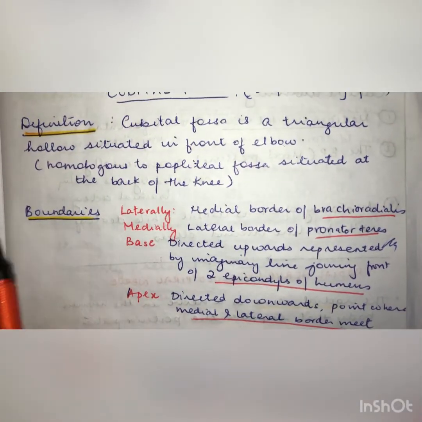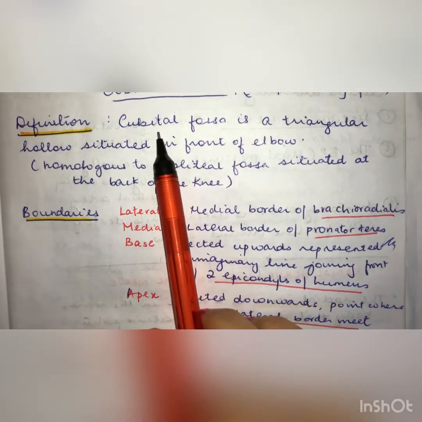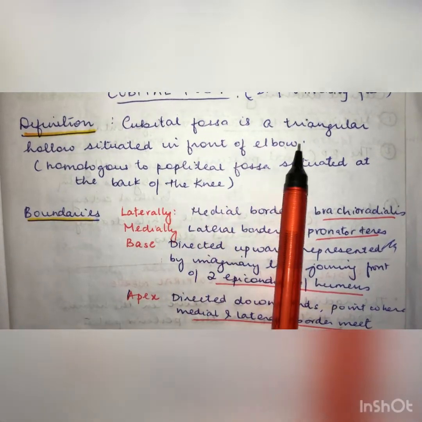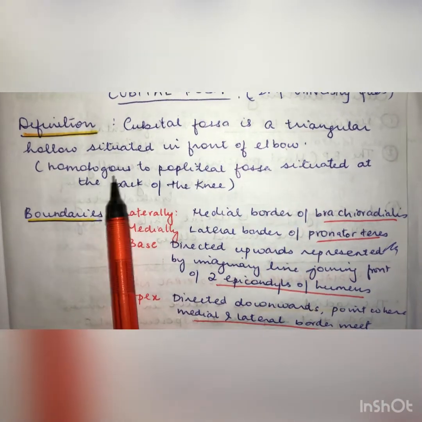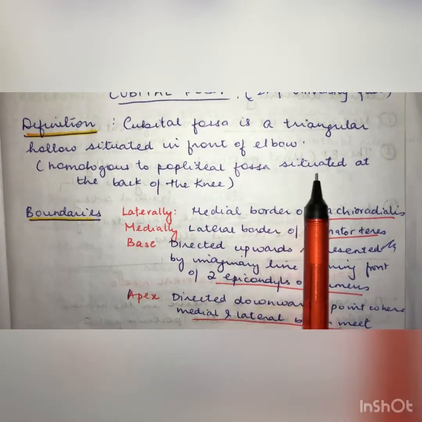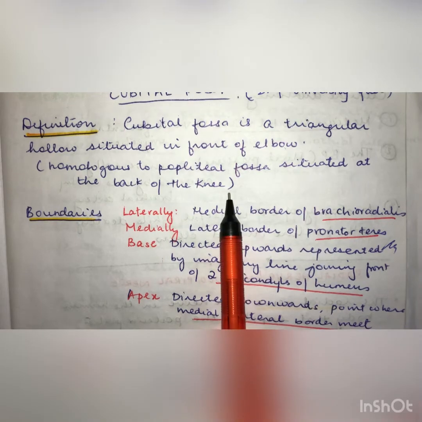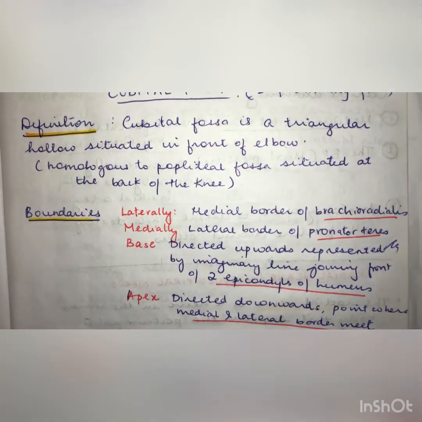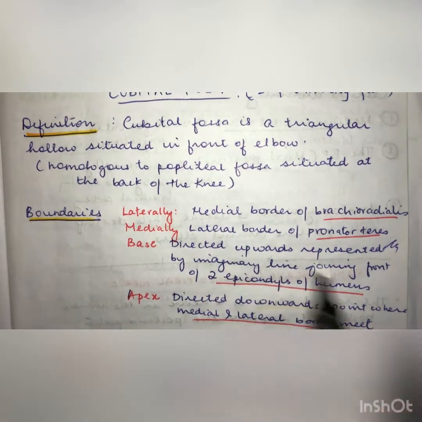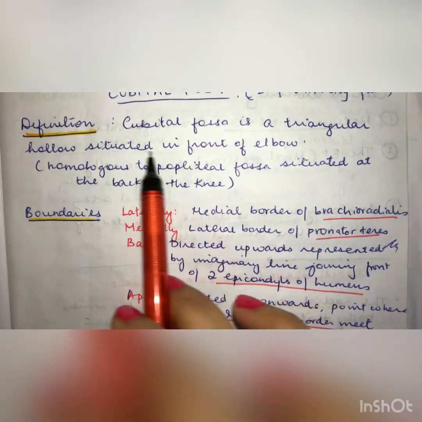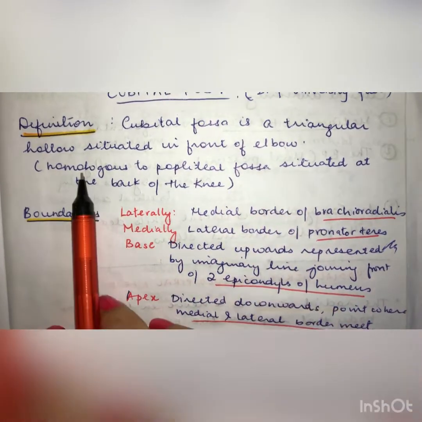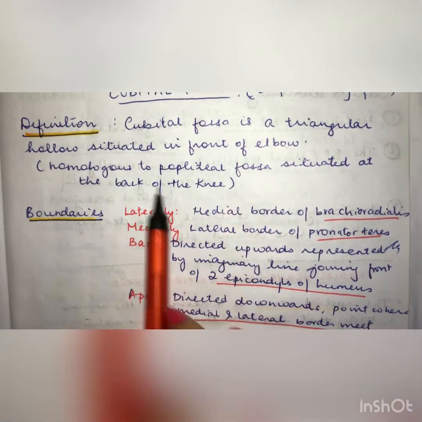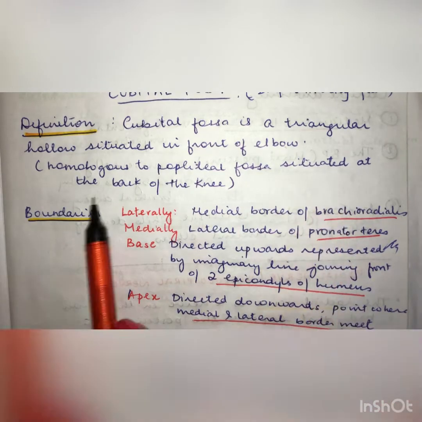So let's first define it. It is a triangular hollow situated in front of the elbow. It is homologous to the popliteal fossa situated at the back of the knee. It is a triangular hollow, meaning in the shape of a triangle, situated in front of the elbow. This is an important thing to write: in front of the elbow. It is homologous, meaning it is similar to the popliteal fossa, which is situated at the back of the knee.